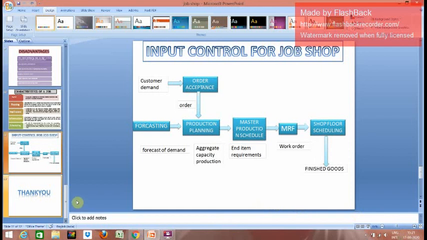This is the total layout of the jobs in the shop floor industry or the manufacturing industry, or any education industry, or any software industry. So how the input control is done in the job shop, this is the layout. So with this I complete my job production system.